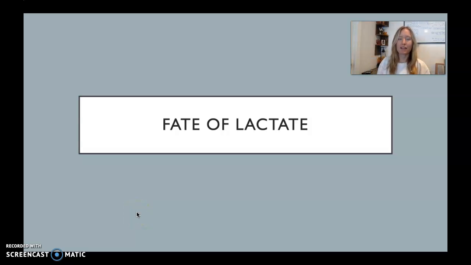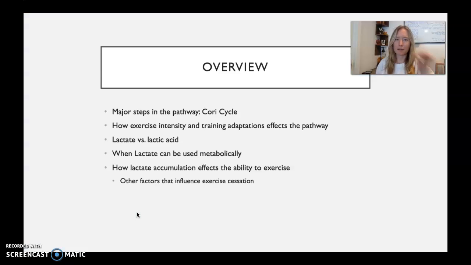Hi, my name is Callie Hocuff, and we are going to go over the fate of lactate and how lactate is used in the Cori cycle to allow us to create more ATP. So in overview, we're going to go over the major steps of the pathway. We're going to look at the Cori cycle and how it takes the lactate created from glycolysis, transports it to the liver, turns it into glucose, and then back to the muscle so we can use it.